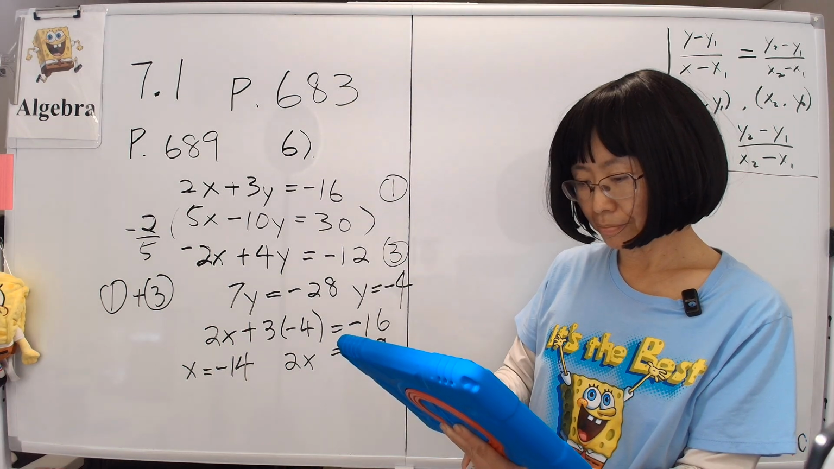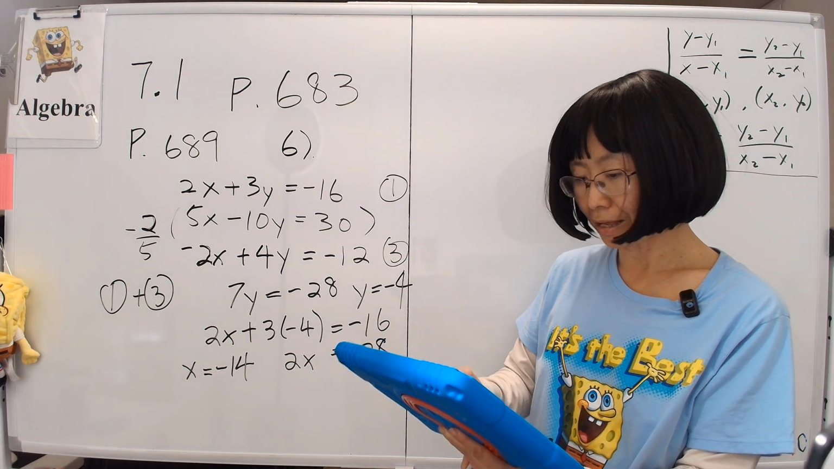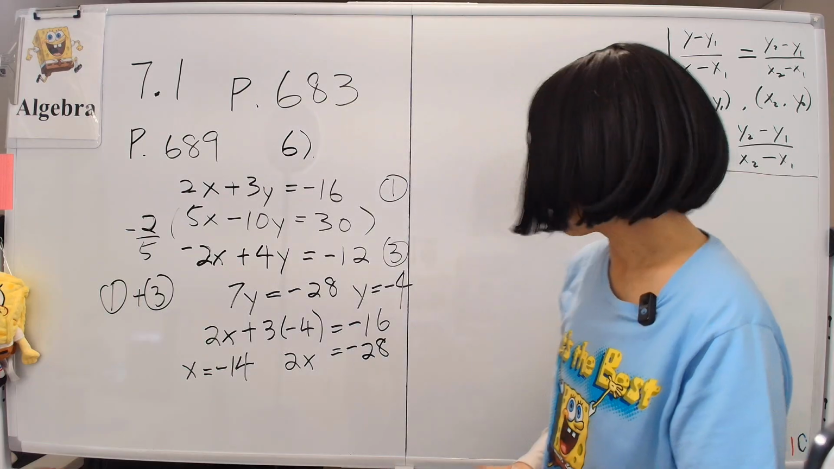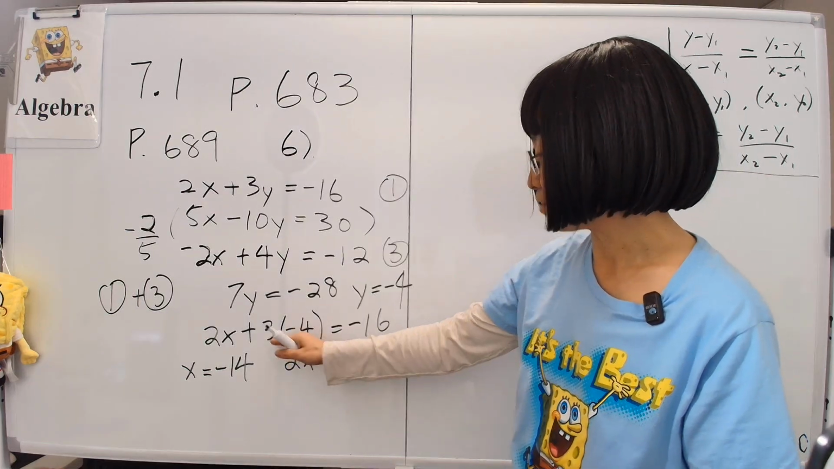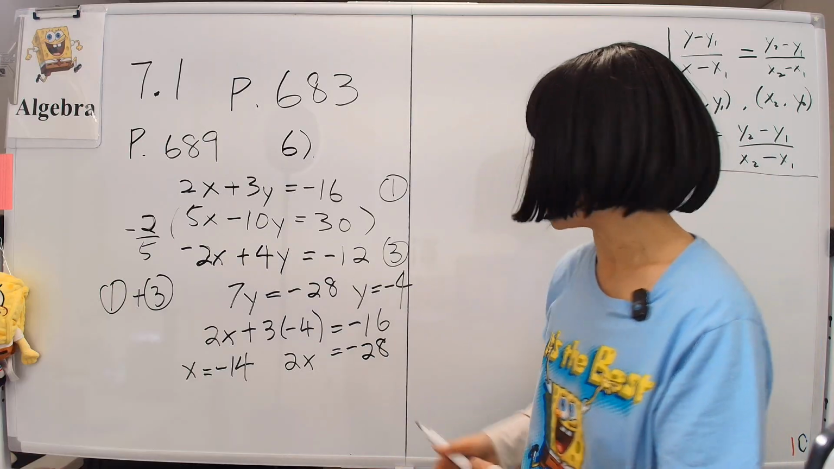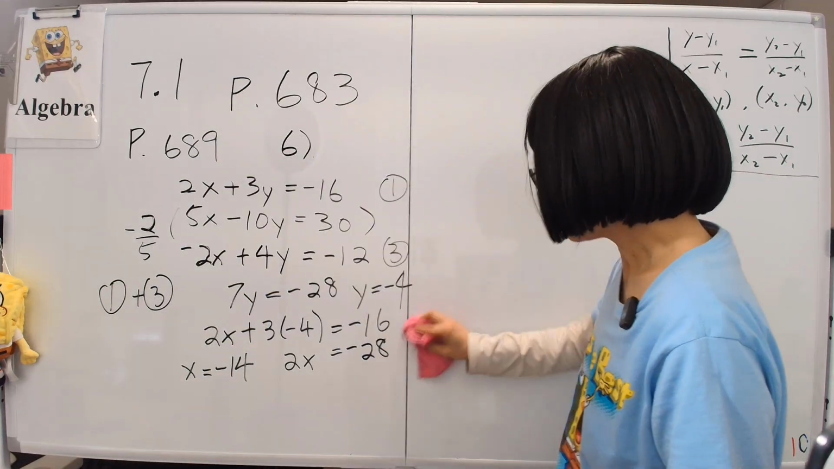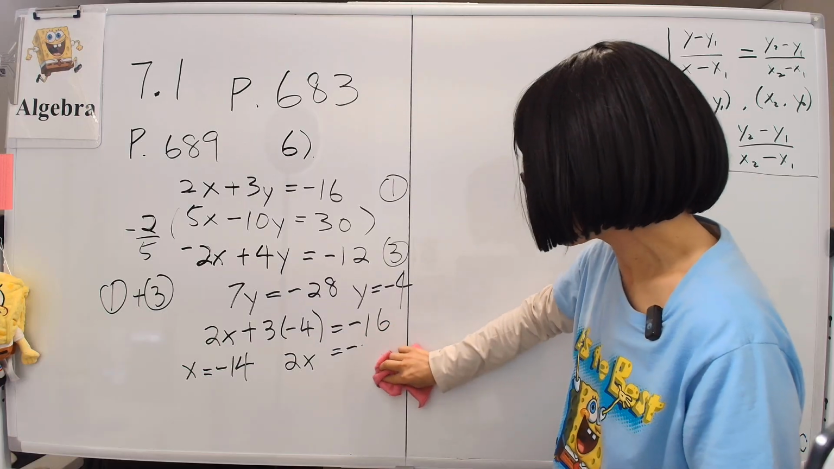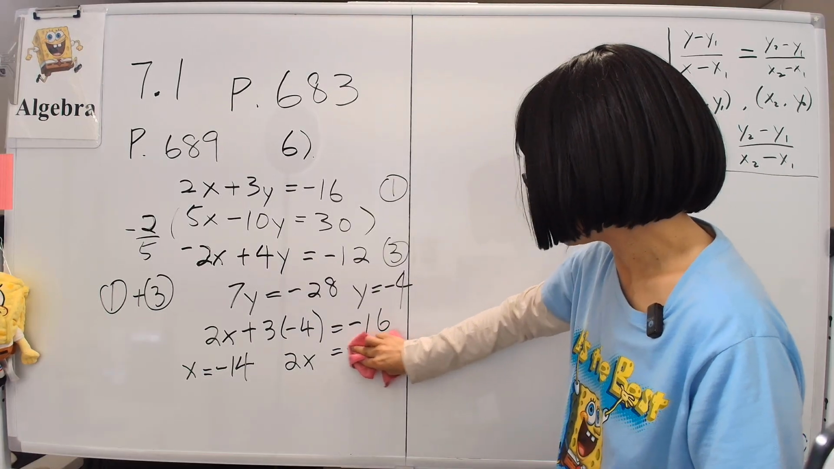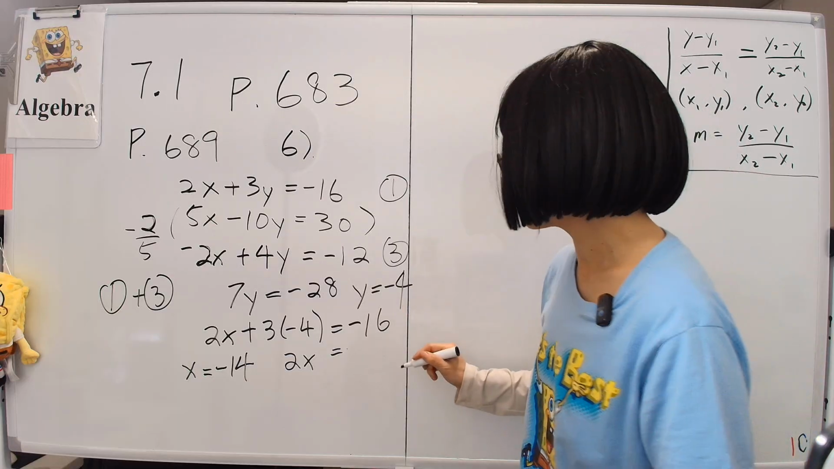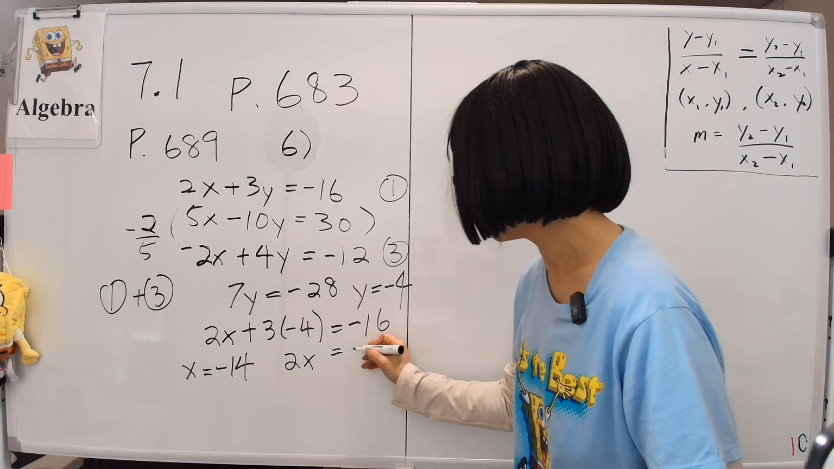X is minus 2. Why is that? I must have messed up something. Let me check. Yeah, I found my mistake. Minus 4. When we put it over here, it's plus 4, so it is not negative. It's not negative 28. It's minus 16 plus 12, not minus 12. So minus 16 plus 12, excuse me, that ends up with minus 4.